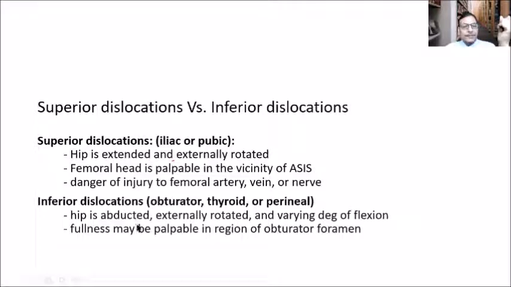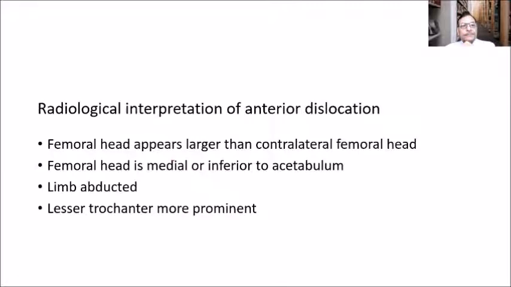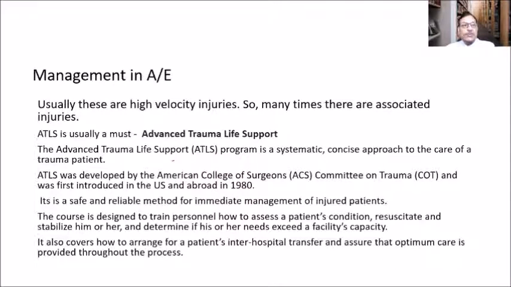In inferior dislocations, again, the externally rotated and abducted position is the normal form. In inferior, there could be flexion of the hip compared to the superior, where it is extended. So the femoral head appears larger compared to the posterior dislocation that we've seen. The femoral head is medial or inferior to the acetabulum, and the limb is abducted. That was adducted, and the lesser trochanter becomes more prominent because it is externally rotated.